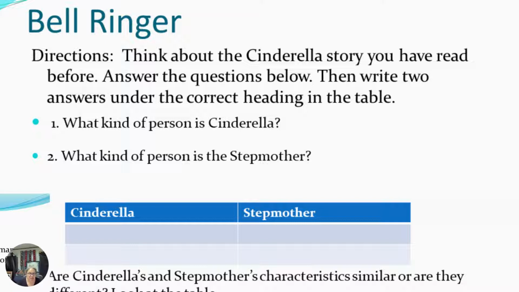The first heading is Cinderella. The second heading is stepmother. So you write two characteristics under the heading Cinderella. Then you will write two characteristics under the heading stepmother. Number 3, are Cinderella's and stepmother's characteristics similar, or are they different? Look at the table. Compare what you wrote under Cinderella and compare what you wrote under stepmother. Are they the same or are they different?